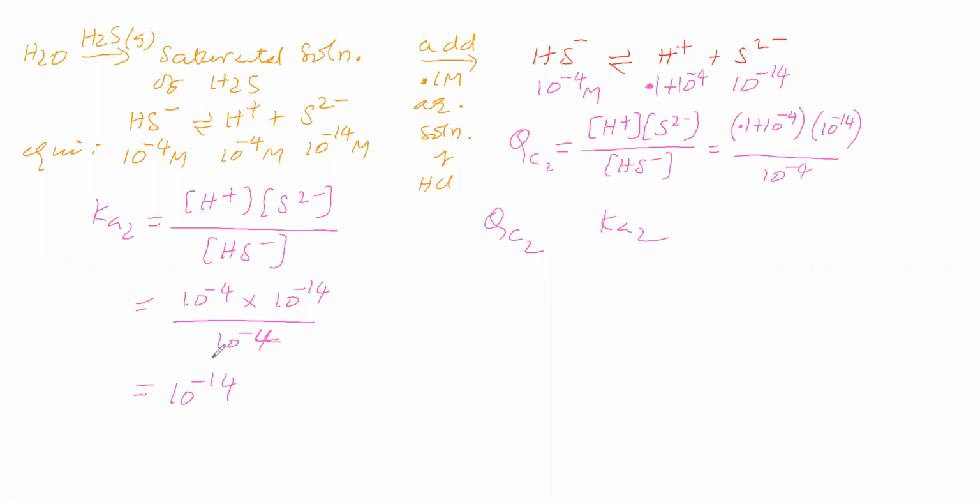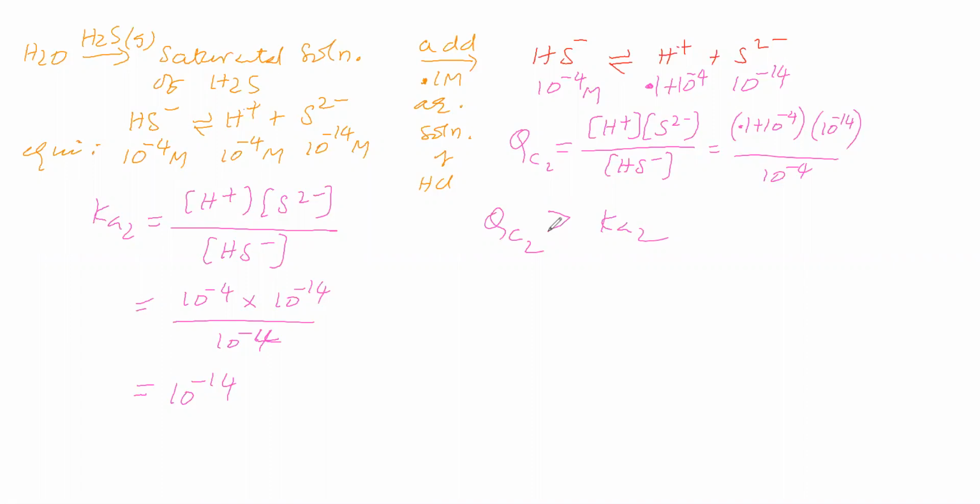What do you say? Will you say equal or not equal, or greater or lesser? Now by seeing the magnitudes, by seeing this magnitude and this magnitude, we can come to the conclusion that QC2 is greater than Ka2. So we got an idea, QC2 is greater than Ka2. This indicates the system is not at equilibrium. The system is disturbed. Equilibrium is disturbed.